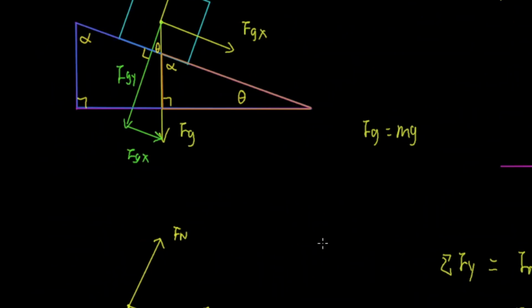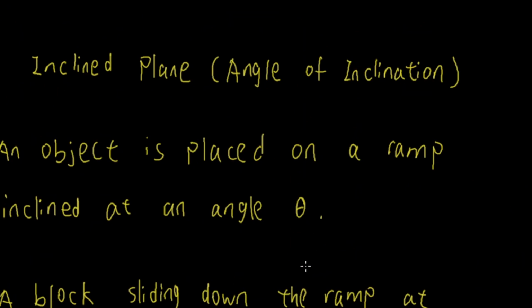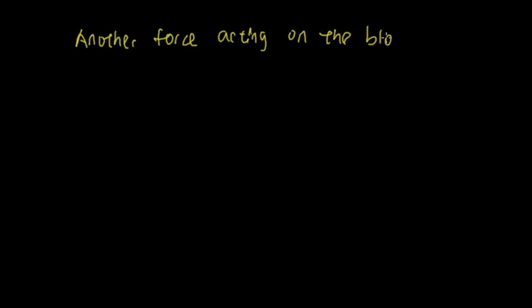Okay, let's look at some other situations here. Let's say another force is acting on the block. And we will have 3 scenarios. Now, scenario number 1. That will be a force that keeps the block at rest on the ramp.